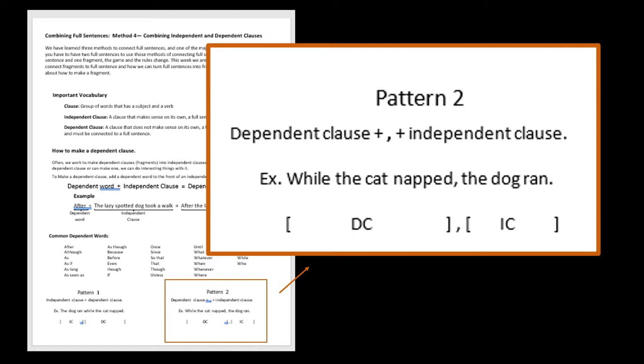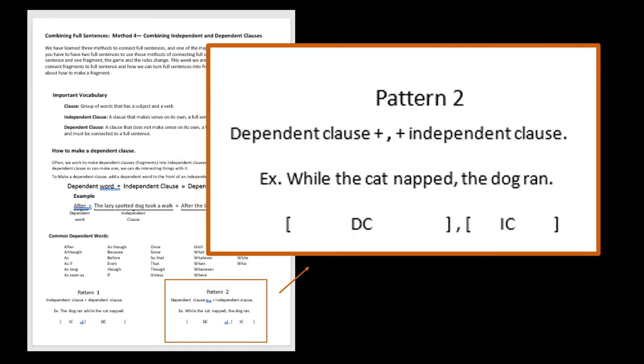When you move the fragment, the dependent clause, to the front, you have to stick a comma in between them. So in this instance, while the cat napped, that's the same as the original. While is the dependent word. I hooked it onto the full sentence, the cat napped, put it in front, and then I have to hook it on with a comma. It becomes a little introduction fragment onto the full sentence, the dog ran.